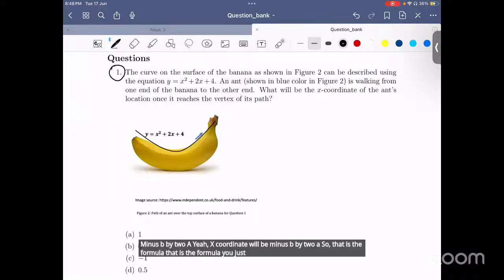You just put the value of minus b by 2a, whatever value you get, that will be the y coordinate. I don't know the exact value; you can just put the value and get it.